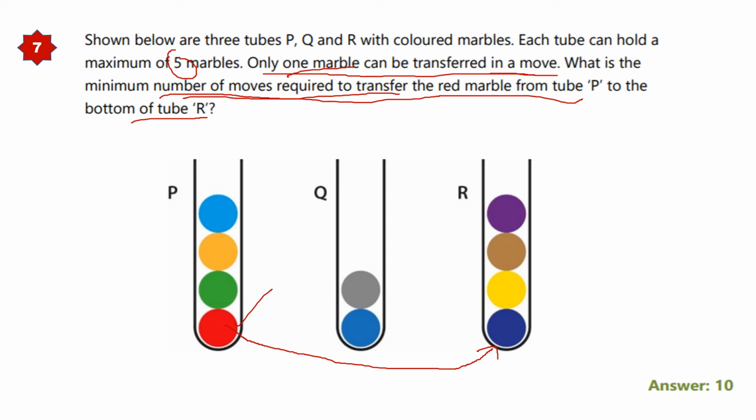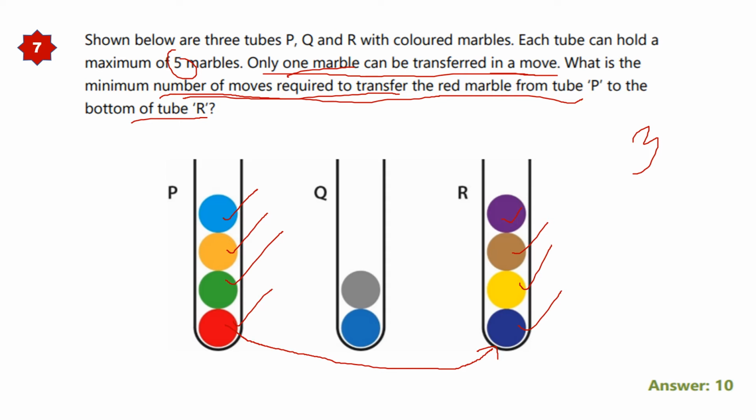Anyway, we have to take this red board. So 3 bolts have to be moved. That is okay. Now, these 3 bolts must be removed in order to what? 4 balls must be moved in order to place this red ball in the bottom of R.